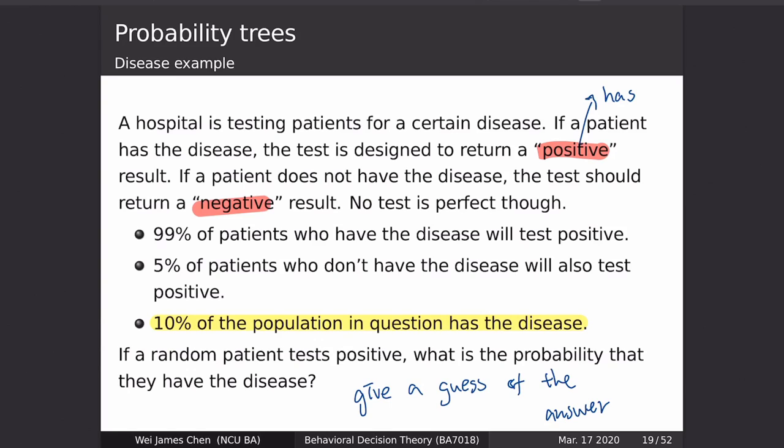What is your guess? So, given someone gets tested and the result is positive, what is the probability that they have the disease? We will answer the question in the next slide. Give a guess.